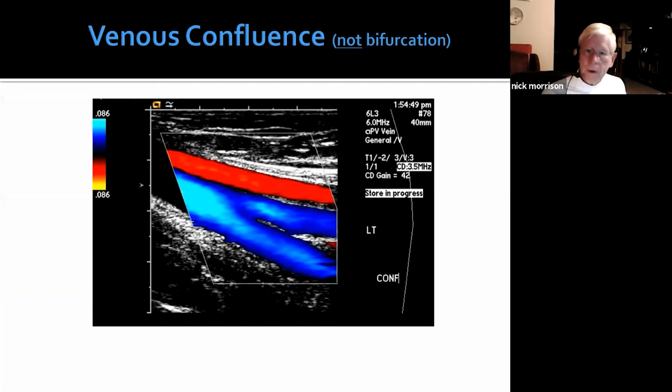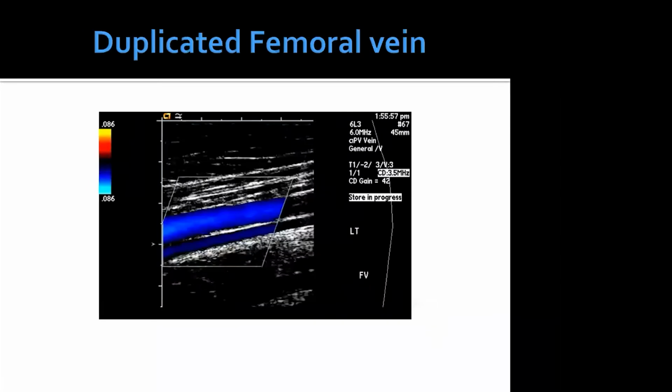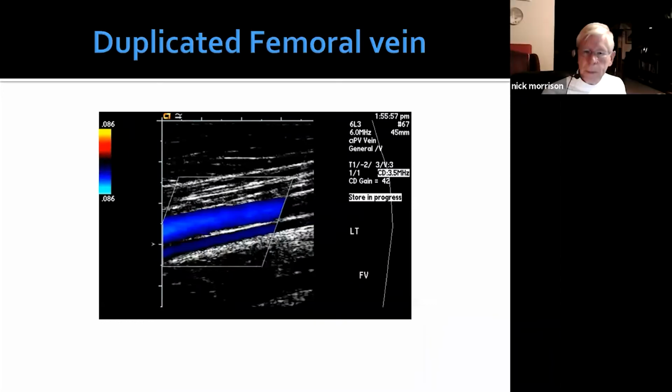Also, veins have confluences. There's not a bifurcation. Again, because of the direction of flow, they are confluences. And there are duplicated segments. One of the most common is a duplicated femoral vein. Typically, you'll see a smaller caliber vein and a larger caliber vein if it is truly duplicated. If you have a patient that develops a DVT, perhaps after one of your treatments, almost always it'll be in that smaller segment rather than the larger segment.